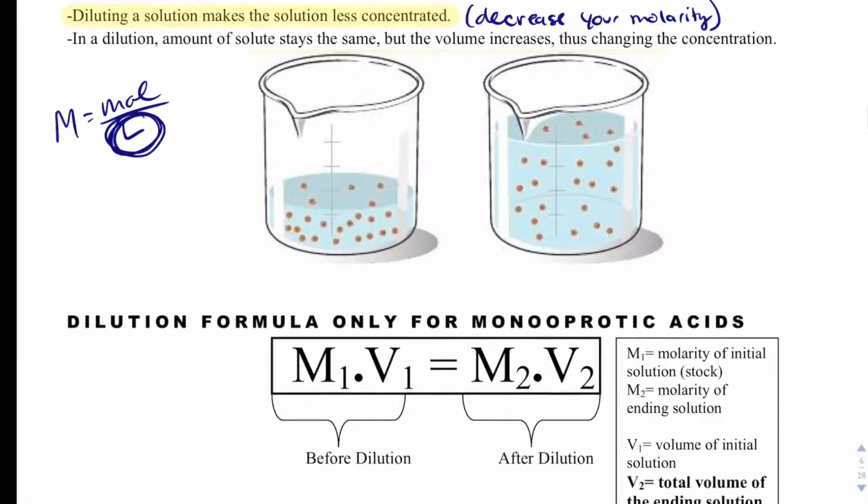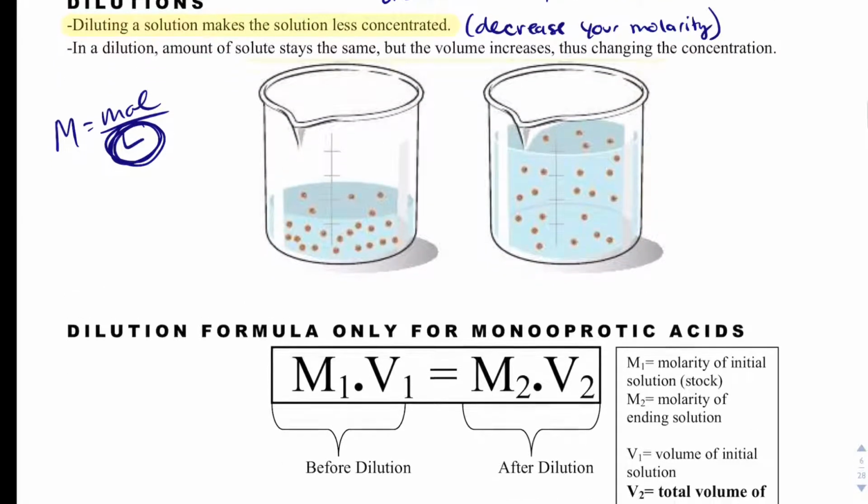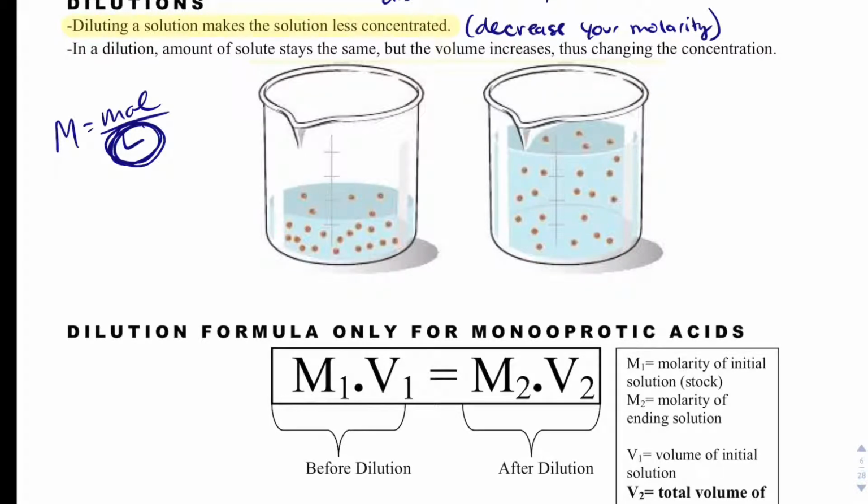Okay, so what might happen is, if I were to count all my red particles here, let's say I had 5 molar of a solution, and we've doubled the volume. So maybe this is 2.5 molar now because we're dividing by double the liters. But if I counted my red solute particles, I probably have the same amount, because I've just diluted it.